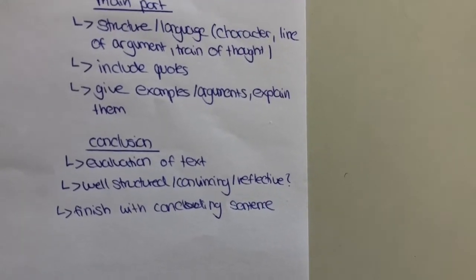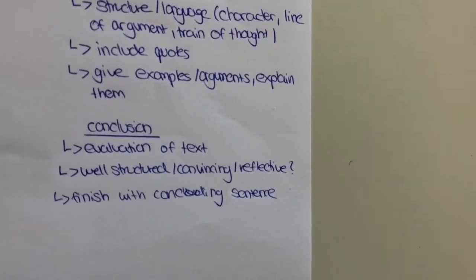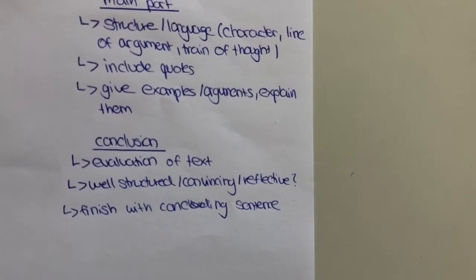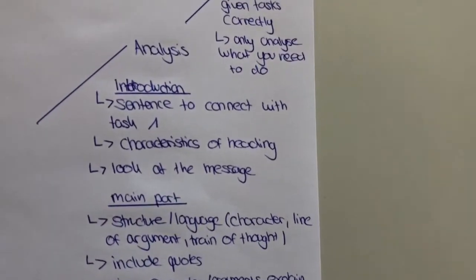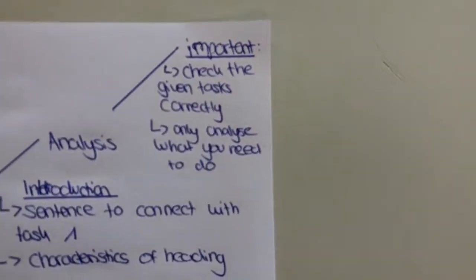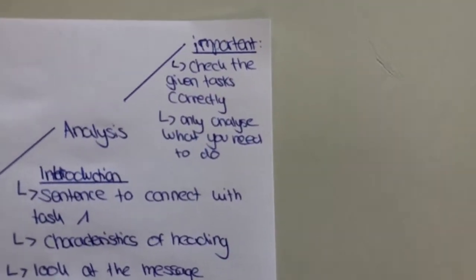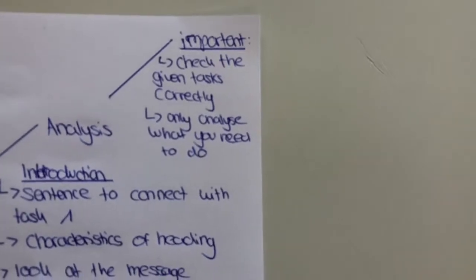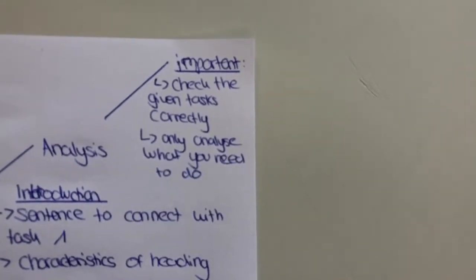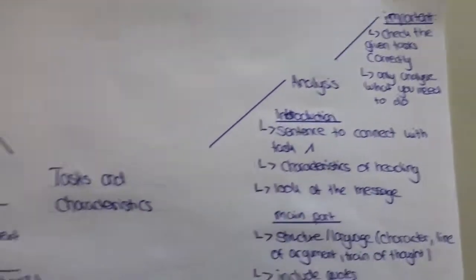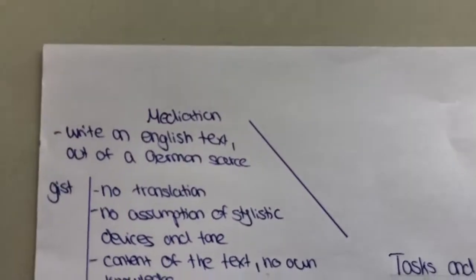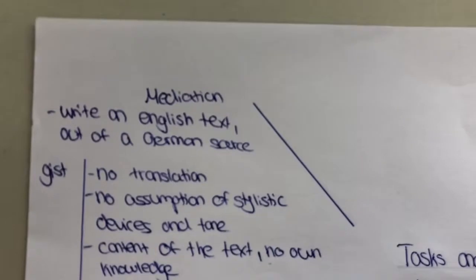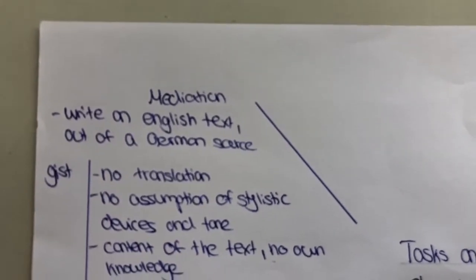Before you start, check the given task correctly and only analyze what you used to do. Otherwise, the time wouldn't be enough. In the A-levels, it could happen that you need to do a mediation, so to write an English text of a German text source. Here you shouldn't translate and only use the content of the text and no own knowledge.